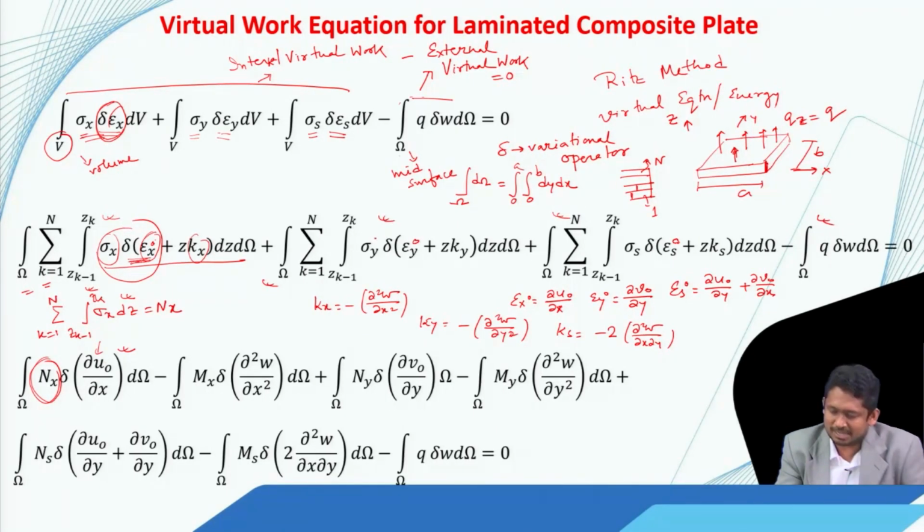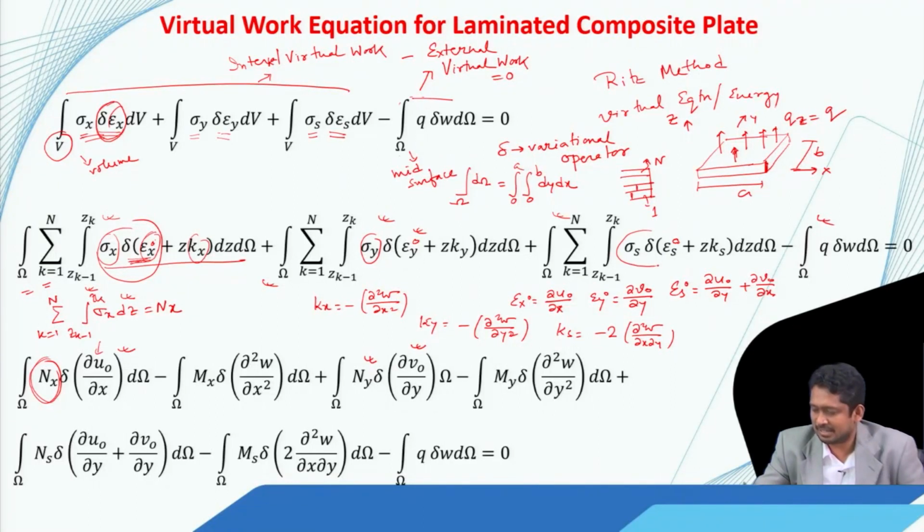Similarly, here also sigma y, if I integrate over the thickness and sum it up, I get N y, and epsilon y 0 is replaced by del v 0 by del y. Similarly, epsilon s into delta epsilon s 0 is written here, and the definition of epsilon s 0 is here.